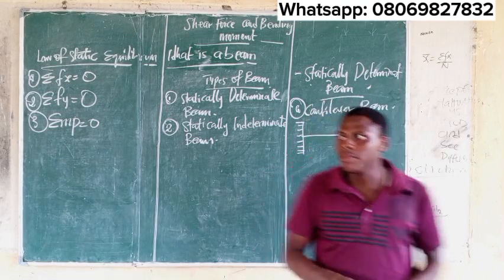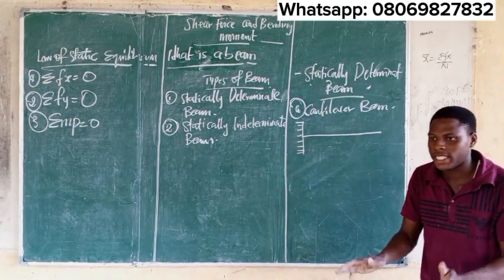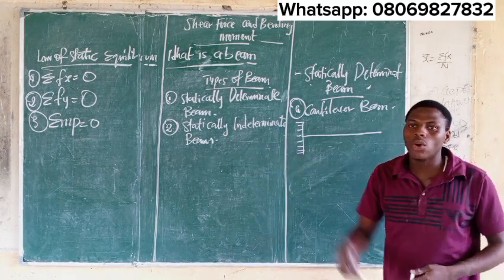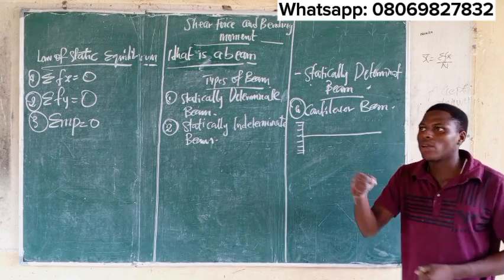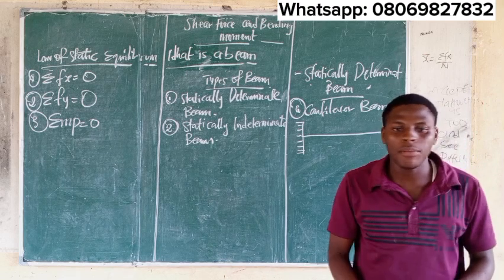Your cantilever beam is a beam where one end of that beam is being fixed. An example of the cantilever beam is our normal door, the one we open and close.